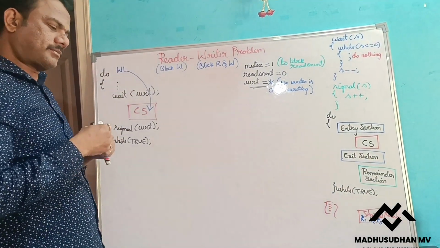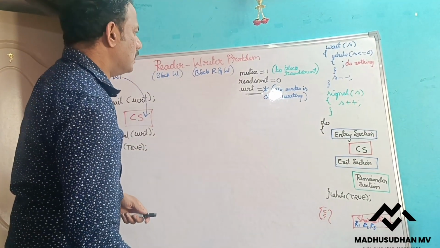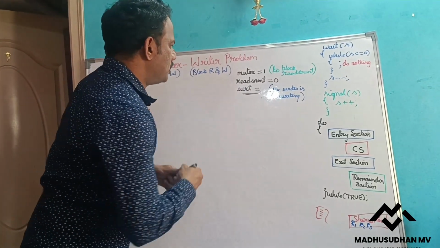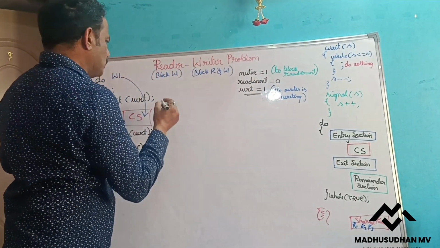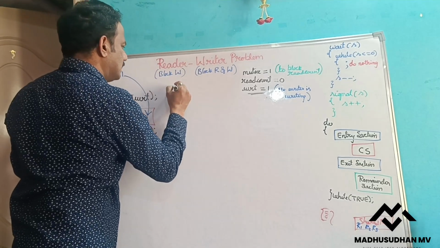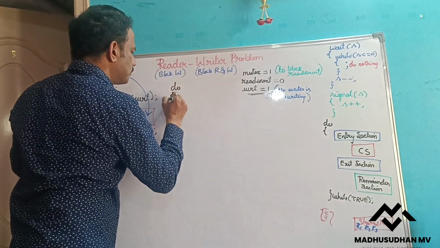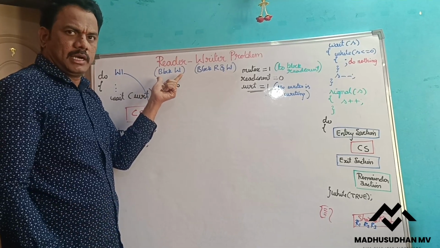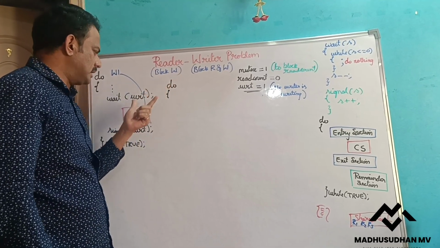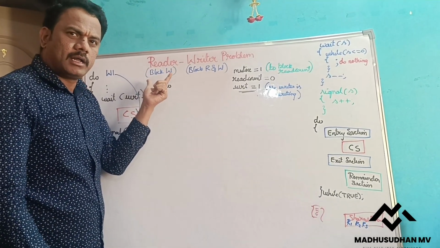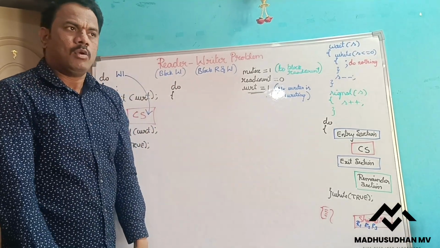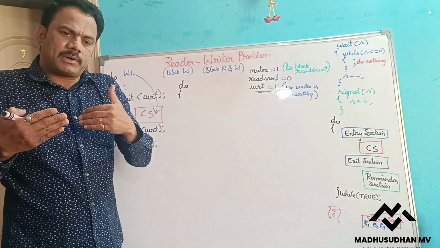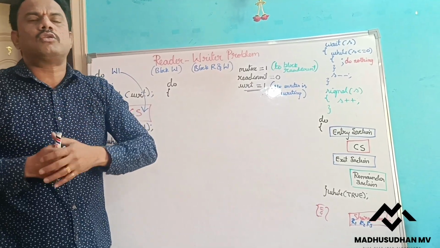Now let us see the reader process. I will go back to the initial value, WRT is equal to 1. Now I am writing the reader process. While a reader is reading the content from the shared resource, that is the critical section, can it block another reader? No, it cannot block a reader. But when one process wants to read, can that reader process allow other readers? That is also no.